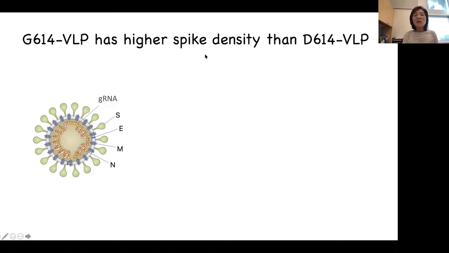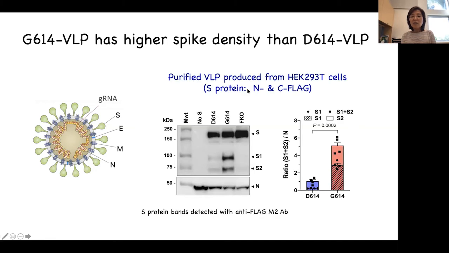So we then repeated the same experiment with the VLP, that's virus-like particle. Virus-like particles are made only with the SARS-2 proteins: envelope protein, membrane protein, nucleocapsid protein. So it's more like a virus. Again, we had to use the N and C double flag tagged protein, but we basically got the same result. There is more total spike on G, and the S1 and S2 ratio is higher with G also.